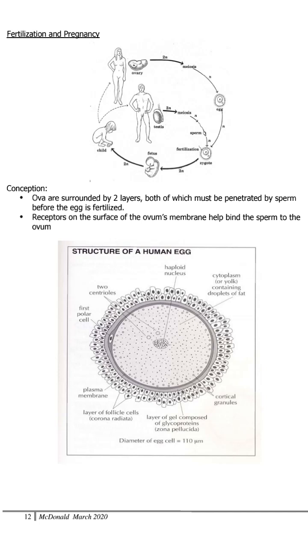So moving on to the section on fertilization. We've looked at the menstrual cycle of a non-pregnant female. Now we're going to look at what happens if conception occurs.